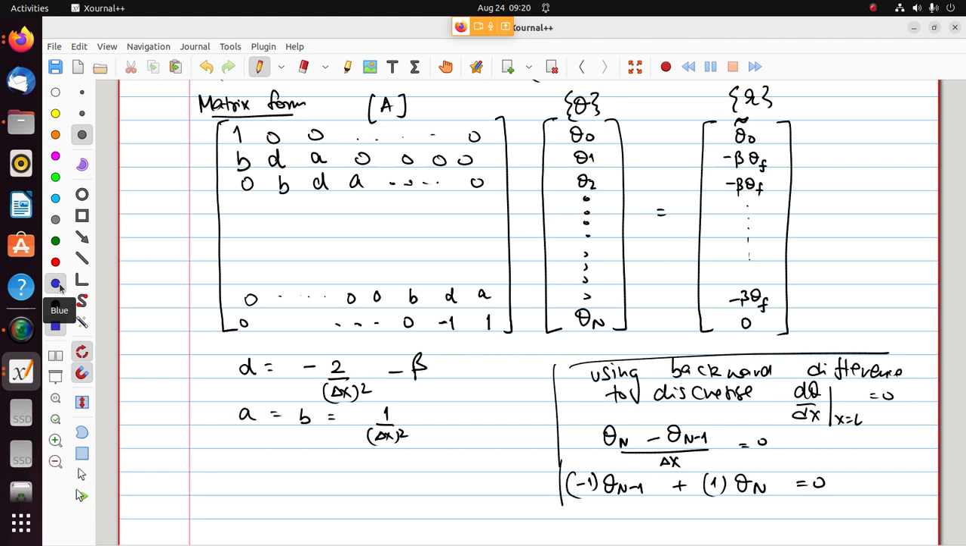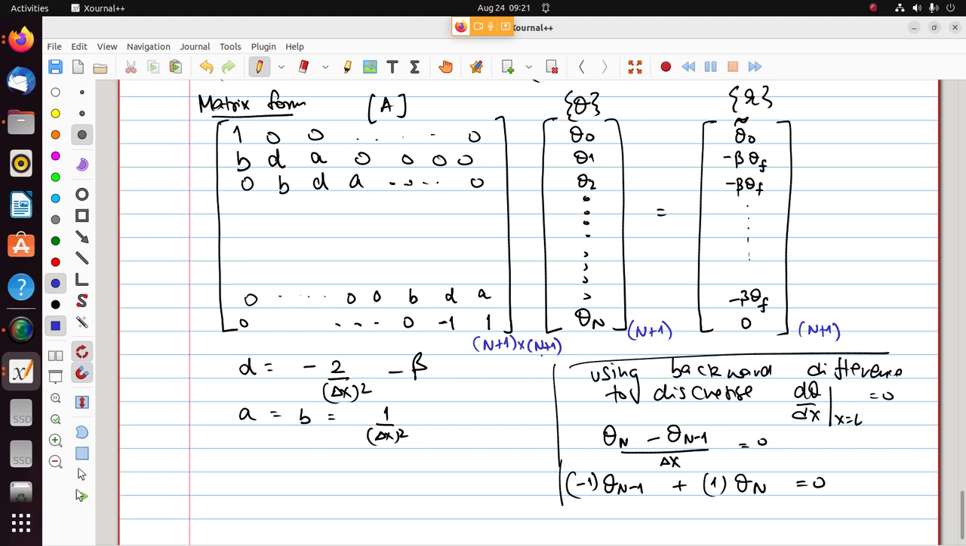So let us look at the sizes. The size of the vector theta is n plus 1. The right hand side R vector is also n plus 1, and the matrix A is a square matrix of size n plus 1 cross n plus 1. So I think we have written the matrix form of the linear system correctly.